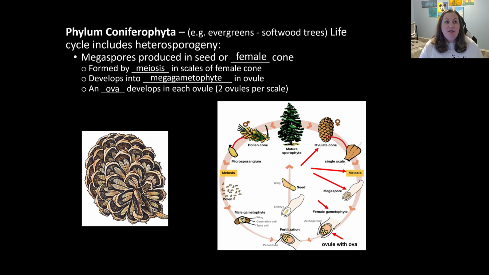Okay, transfer of pollen from the microspores going from the male cone to the megaspores in order to fertilize the egg on the female cone.